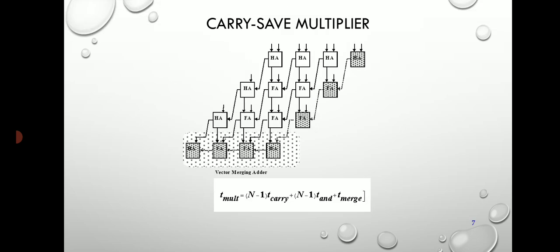Next is the carry save multiplier. This carry save multiplier is where the half adder is given to the full adder. Finally the partial products can be added and merged into an adder. So t multiplicand is equal to n minus 1 t carry plus n minus 1 t and plus t merge, because the partial products are first merged and then added.